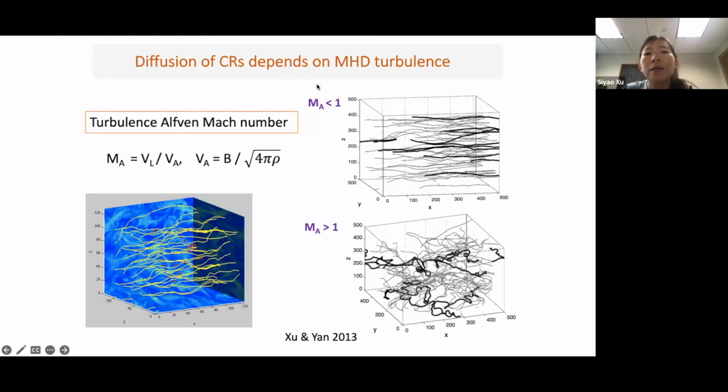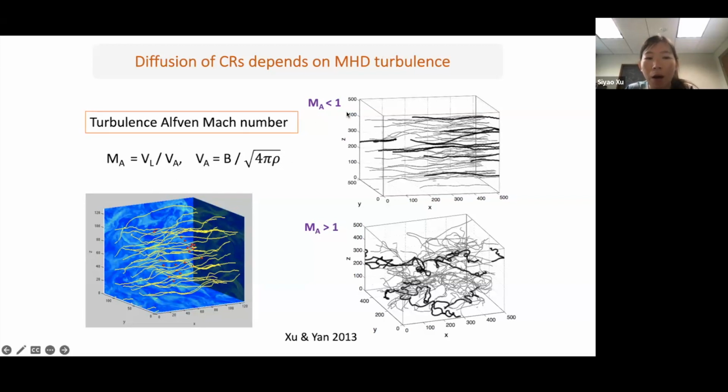So here, this is the fundamental characteristic parameter of MHD turbulence, the Alfvén Mach number, MA. The Alfvén Mach number is the ratio of the turbulent velocity at the injection scale of turbulence to the Alfvén velocity, VA. VA is the speed at which magnetic fluctuations propagate. It depends on the magnetic field strength B and the density of the medium.